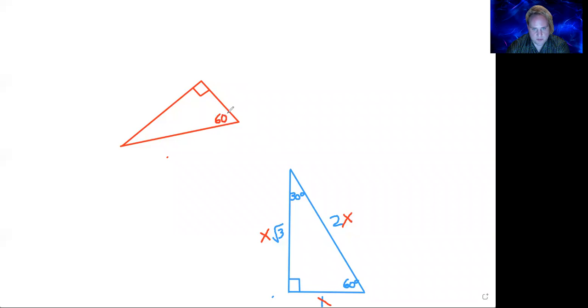So we need some information here. Let's say if I were to say this is 60, then it would make sense that this is 30 here. The short leg should be opposite of the 30. So the short leg is over here. This is the long leg, and this is the hypotenuse.